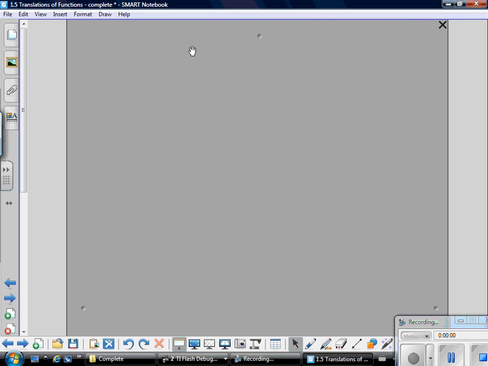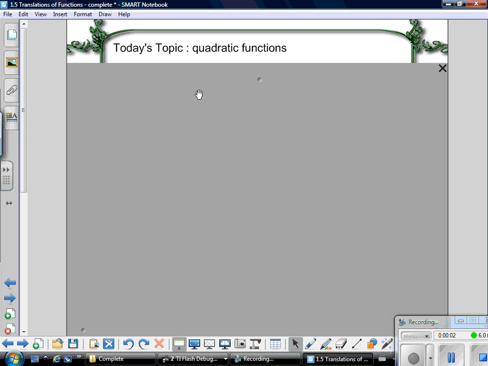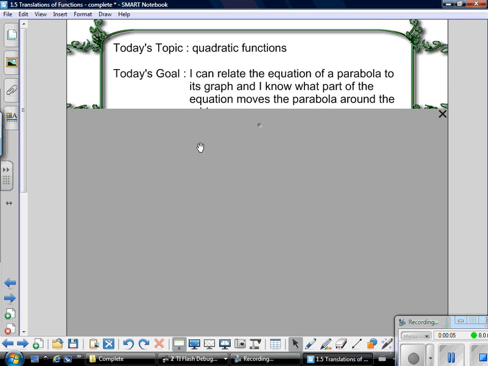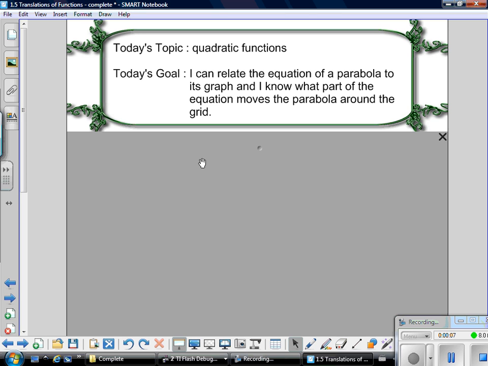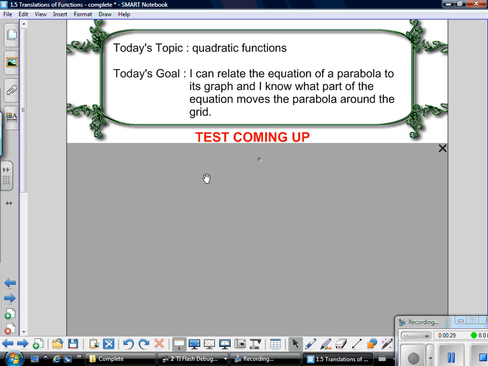Okay, today we're moving on to section 1.5. Again, we're in quadratic functions, but what we're doing today with our parabolas is your goal is I can relate the equation of a parabola to its graph, and I know what part of the equation moves the parabola around the grid. So we're going to be changing the equation, and when we change it, you're going to be able to know what that means as far as where the parabola moves on a grid.